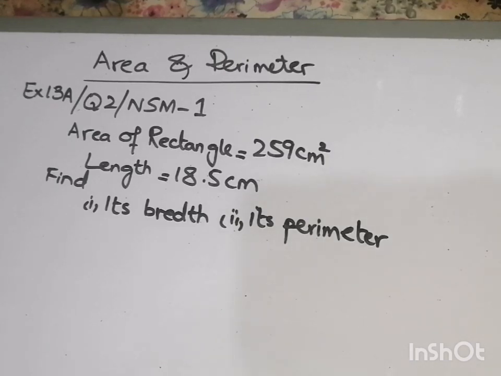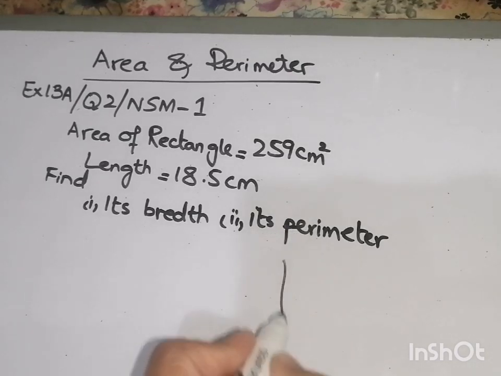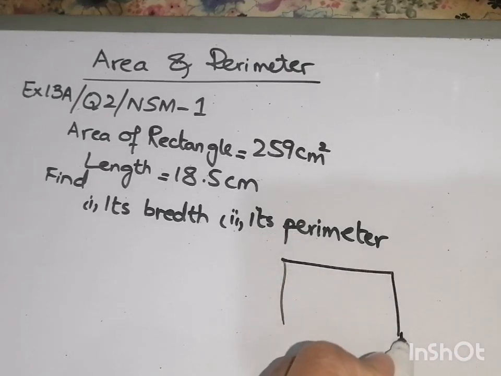The question is: the area of a rectangle is 259 centimeter square and its length is 18.5 centimeter. Find its breadth or width and its perimeter. I've written everything on the board so that you can see. You can open your book also. It's page number 322.